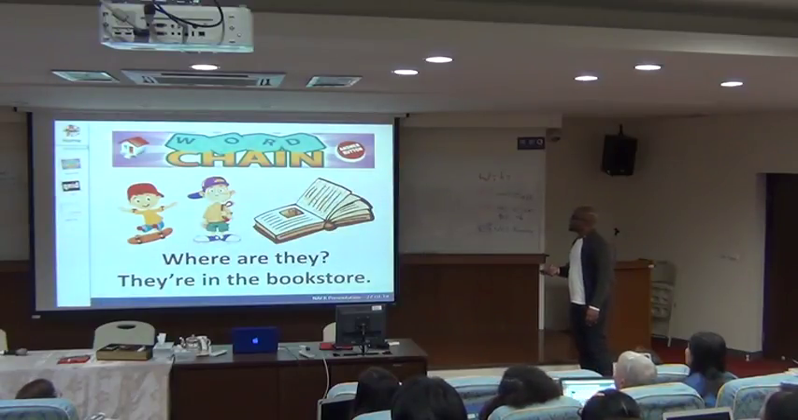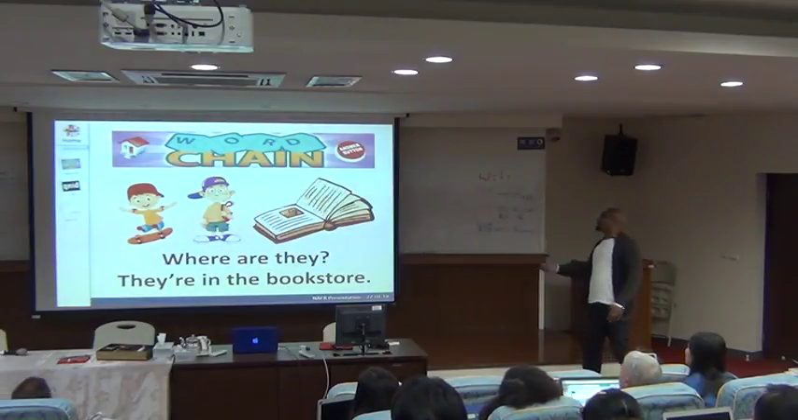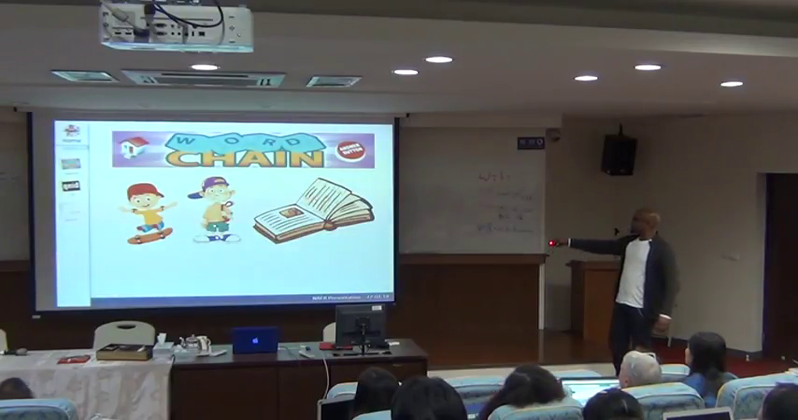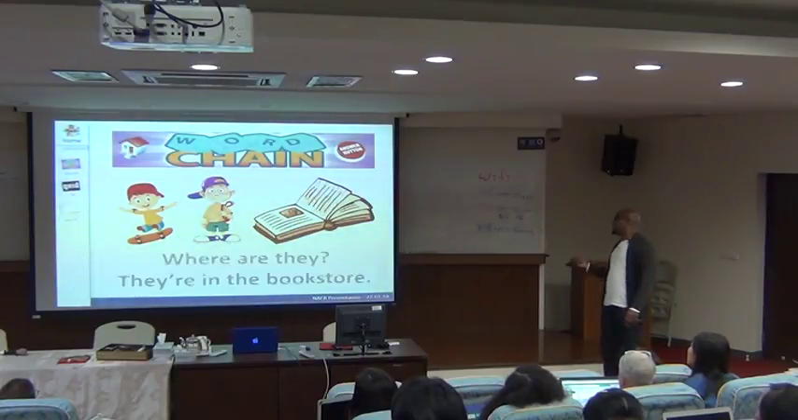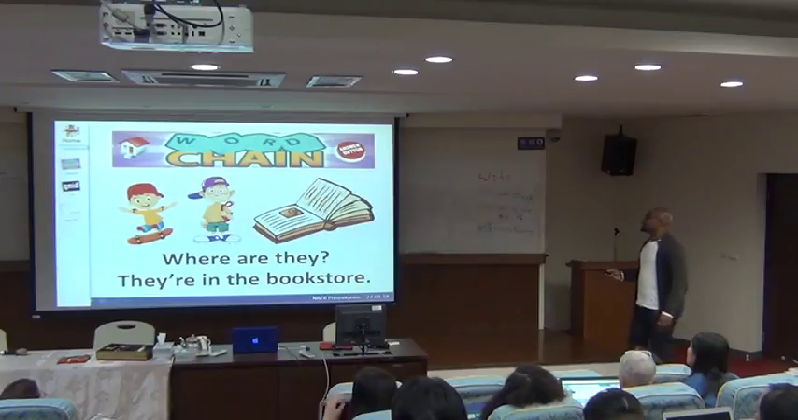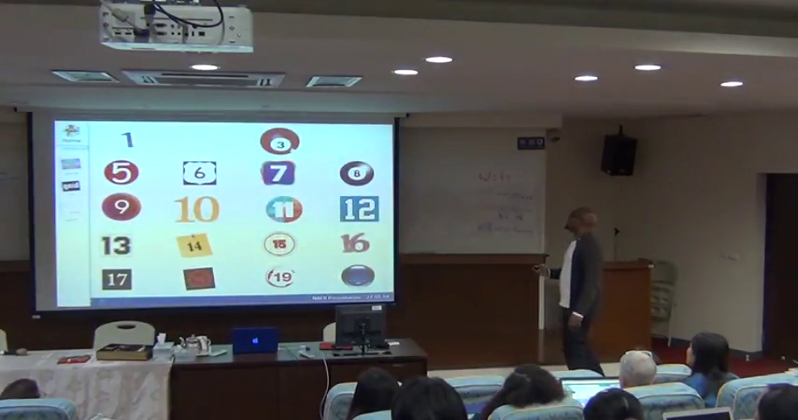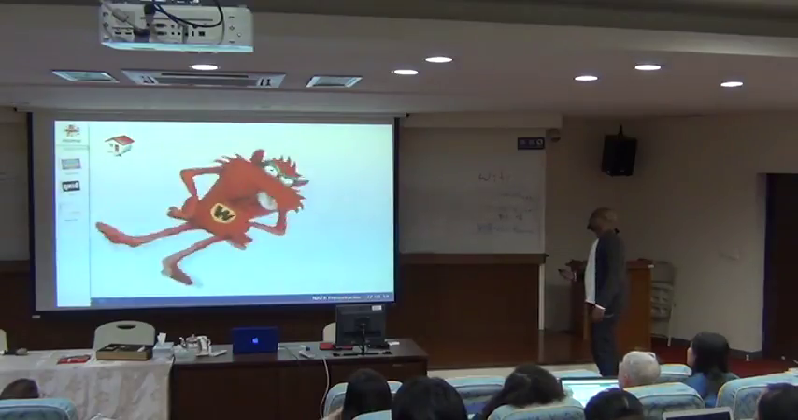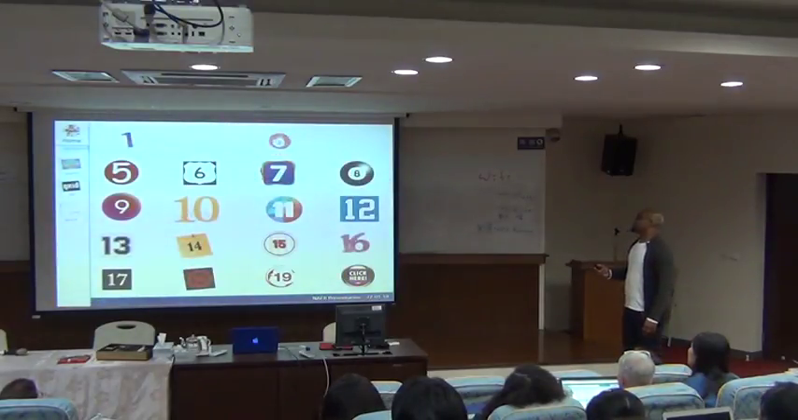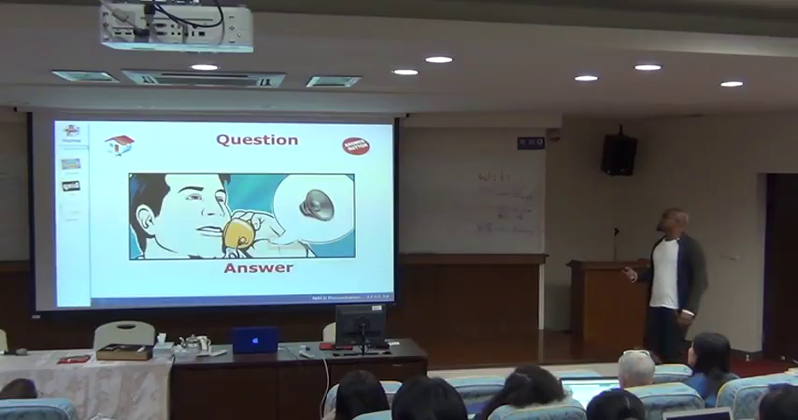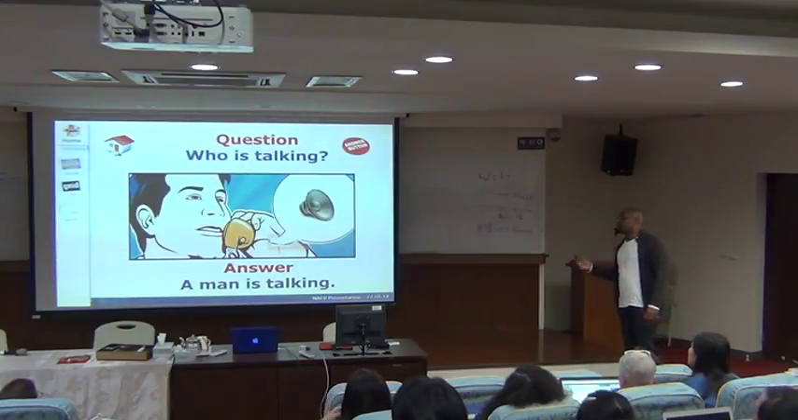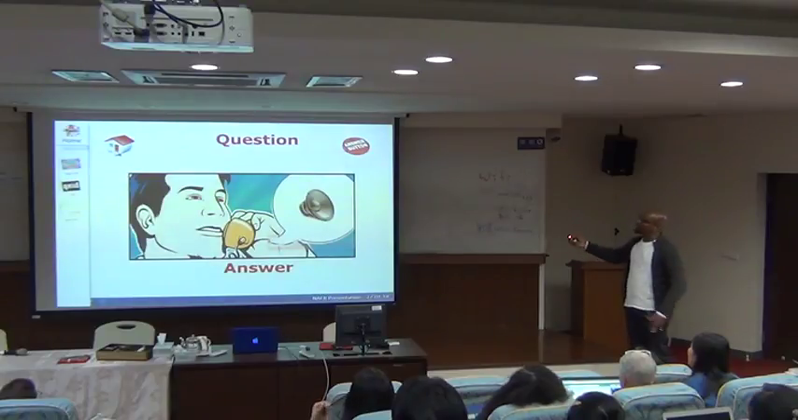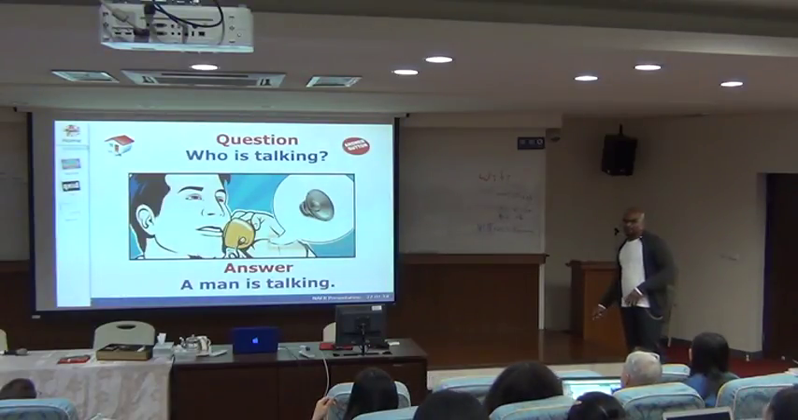Sorry, it was supposed to come one by one. So what you would have is just these two guys and this book. Question is, where are they? You're supposed to use the pictures to figure out the answer. So they're in the bookstore because we have a book, right? Try number 3. And number 1. Ah, shoot. It's supposed to be one at a time. So who is talking? The man is talking.